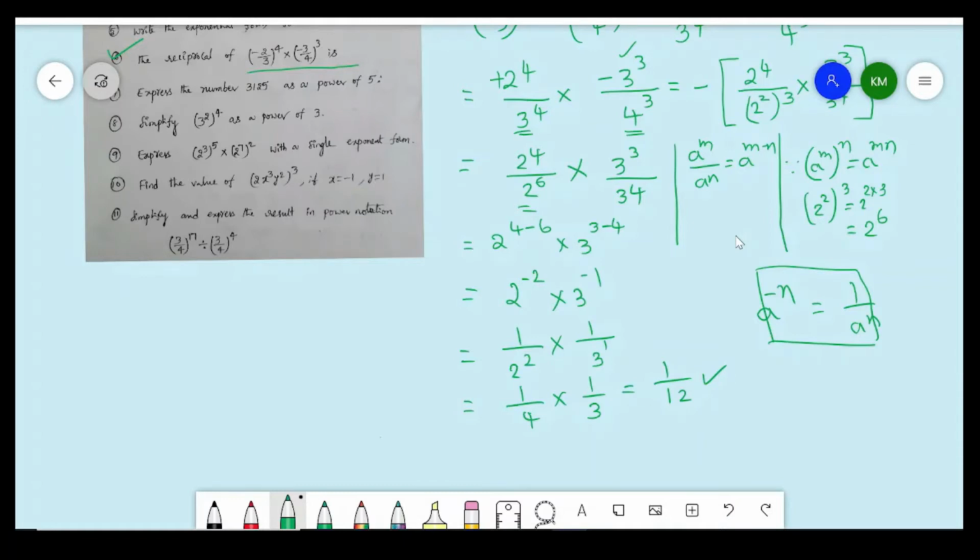Now what they are asking is the reciprocal of the given expression. So how to find the reciprocal? Reciprocal is nothing but reversing the given fraction. The given fraction is 1 by 12. If I write 12 by 1, this becomes the reciprocal. 12 by 1 is also equal to 12. So the final answer for this is 12. So the reciprocal of the given expression, otherwise the reciprocal of the given number, is 12, simply 12.